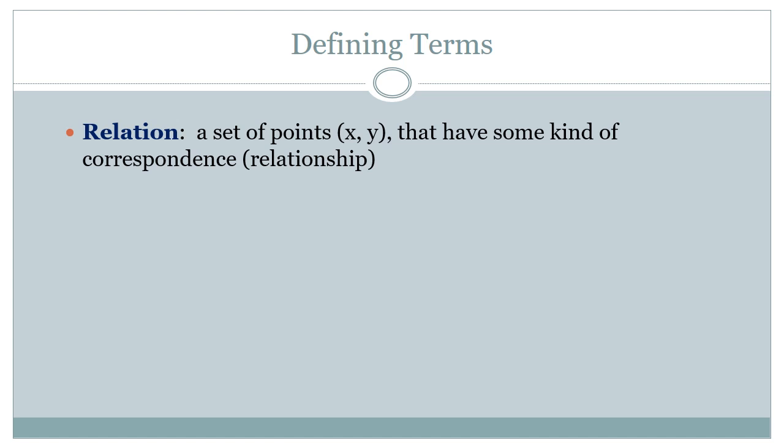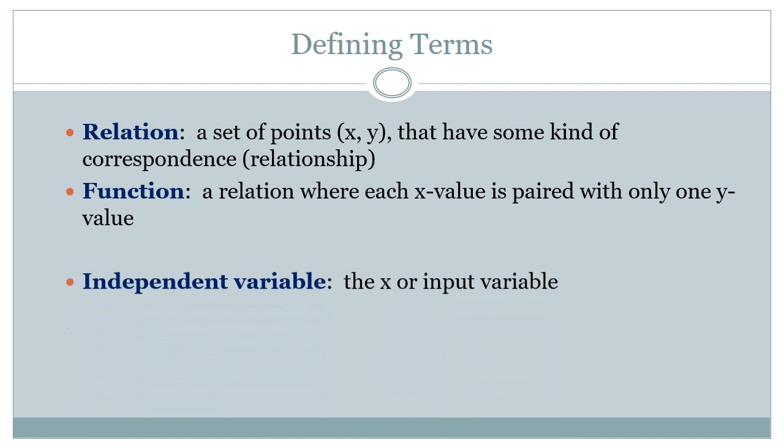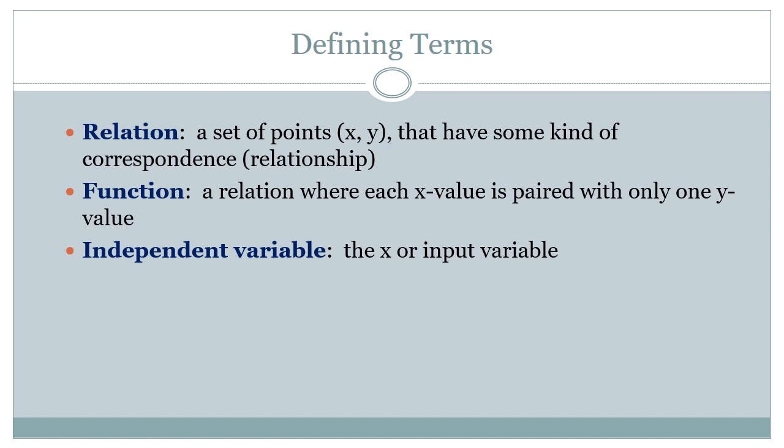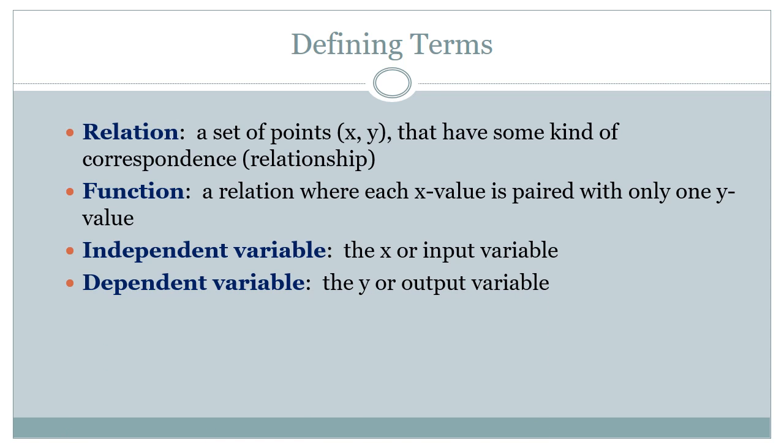A relation is a set of points, x, y, that have some kind of correspondence or relationship. A function is a special relation. It's a relation where each x value is paired with only one y value. The independent variable refers to the x variable or the input variable, and then the dependent variable will be the y or the output variable.